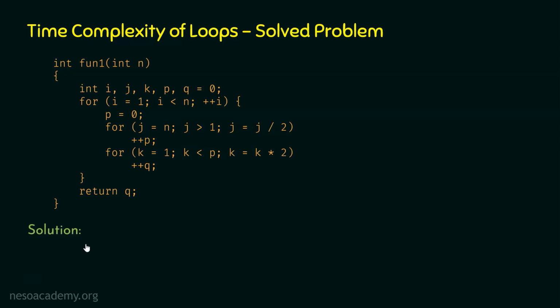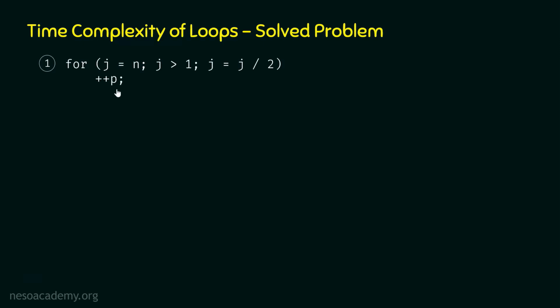We first need to analyze each iteration of the first inner for loop. So let's take this for loop: for j equal to n, j greater than 1, j equal to j divided by 2, plus p. We are focusing on the first inner for loop. Let's try to analyze each iteration of this for loop and find out the value of p.